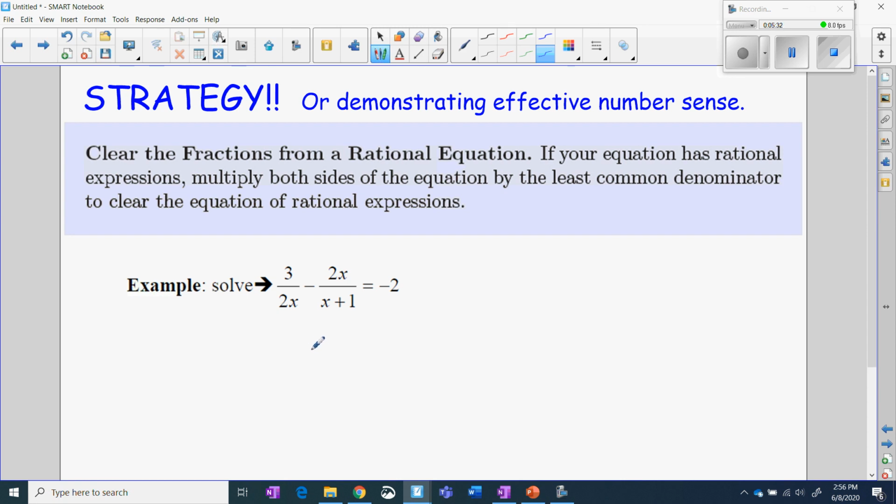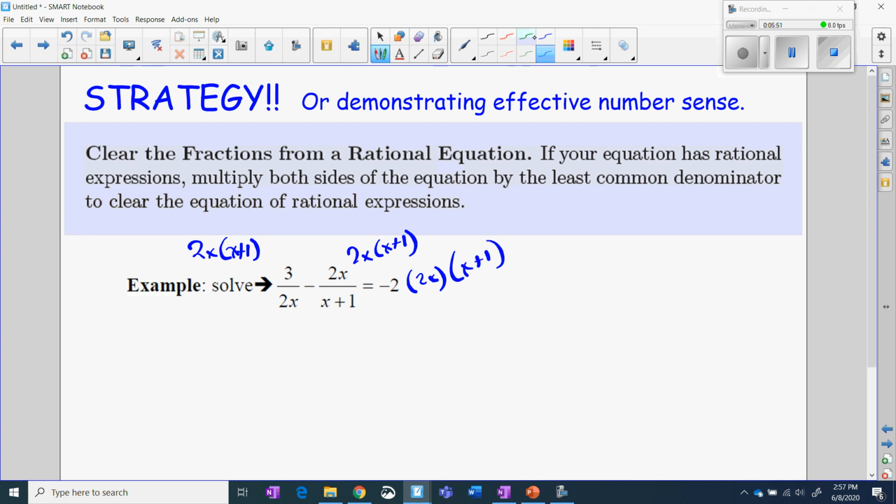It would be 2x multiplied by x plus 1. So I'm going to multiply every one of these by the same thing, 2x by x plus 1. Notice I'm not changing the denominators, I'm getting rid of the denominators. Multiply the right side by the same thing.